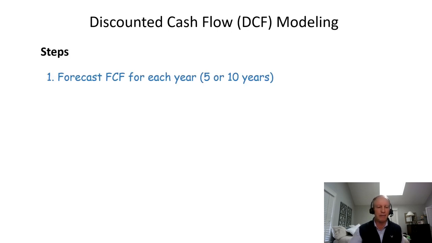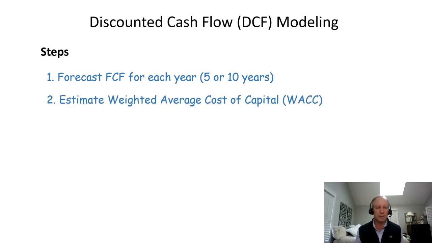Now, there's a handful of steps you need to go through when you do this. Don't worry, I'm going to make this straightforward and easy for you. First of all, you've got to forecast free cash flow for each year. Now, there's a horizon period. Typically, it's either 5 or 10 years. For more stable firms, 5 years. For firms that are in a high growth phase, you might want to go out about 10 years.